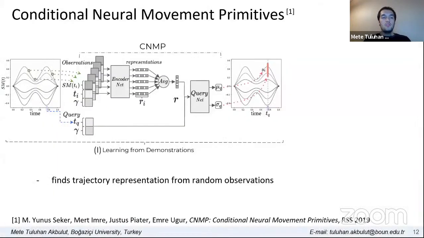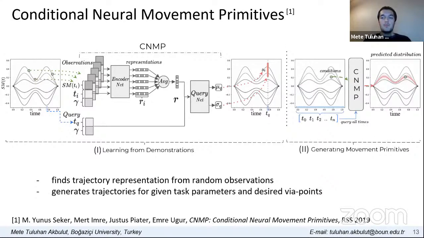This framework consists of one encoder and one query network. A random number of observations from sensor motor trajectories are passed through the encoder network to get corresponding representations. Then these representations are merged to find the trajectory representation. Using this representation, the query network produces parameters of a Gaussian for queried time steps. It's also possible to condition this Gaussian distribution with external task parameters.